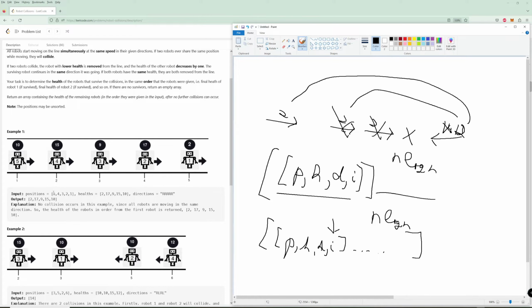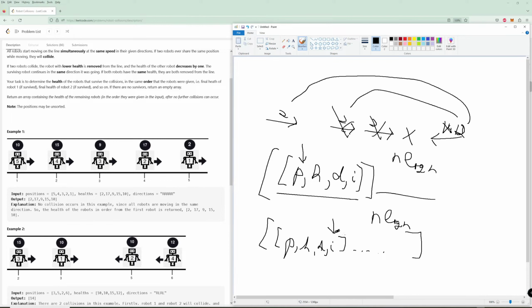So we want the robot at position 5 with health 2 and direction R to all be in one, like these things need to maintain the same index. So we're going to store it like this. We're going to sort it in terms of position. We're going to use the stack, and then we're going to sort in terms of I at the end, and then for every single one of these, we can print to the result, and then they're going to be sorted in terms of the original order we got.